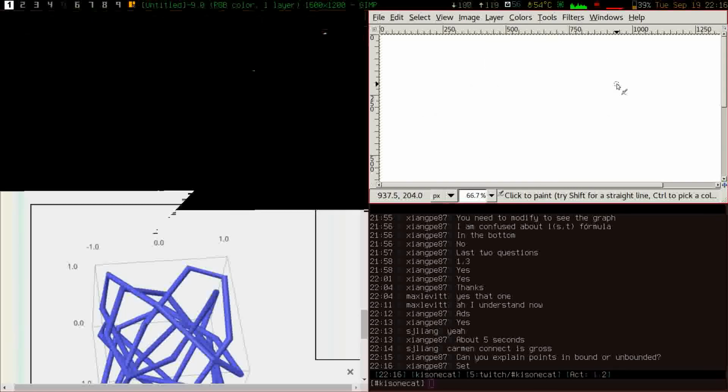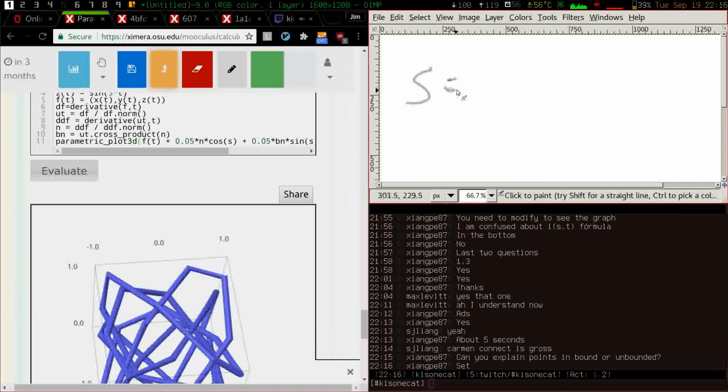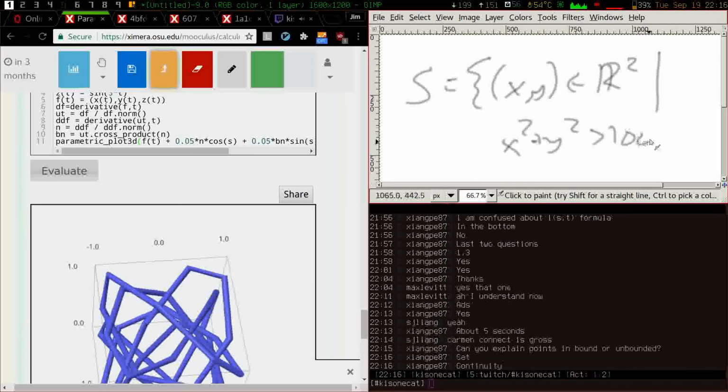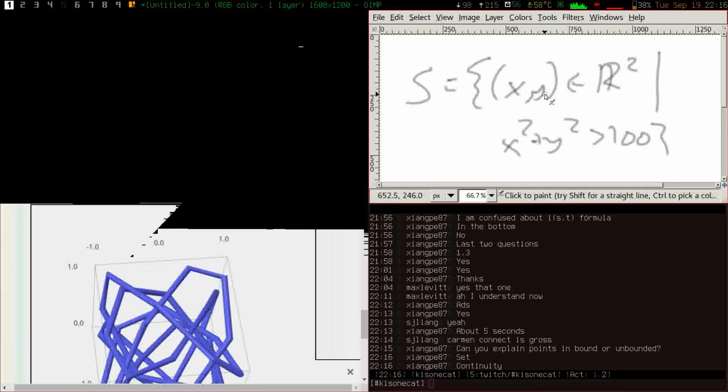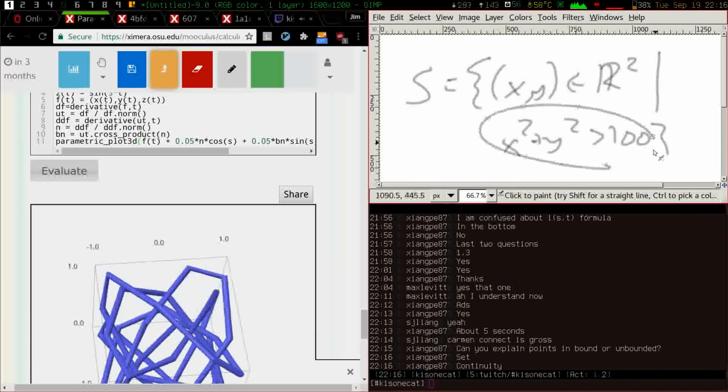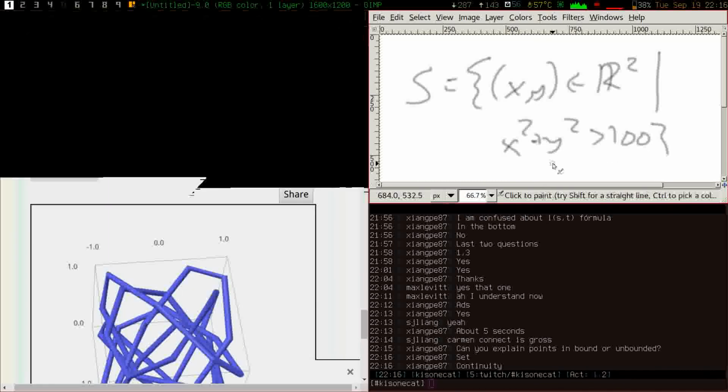Okay, so you want to have a set. I could write a set S consisting of all the points x and y in the plane with the property that x squared plus y squared is bigger than 100. And this set is unbounded because there are points that are arbitrarily far from the origin for which this condition is satisfied.